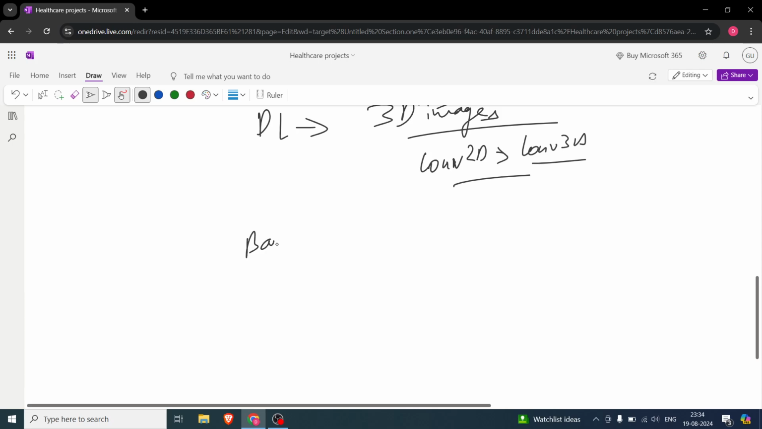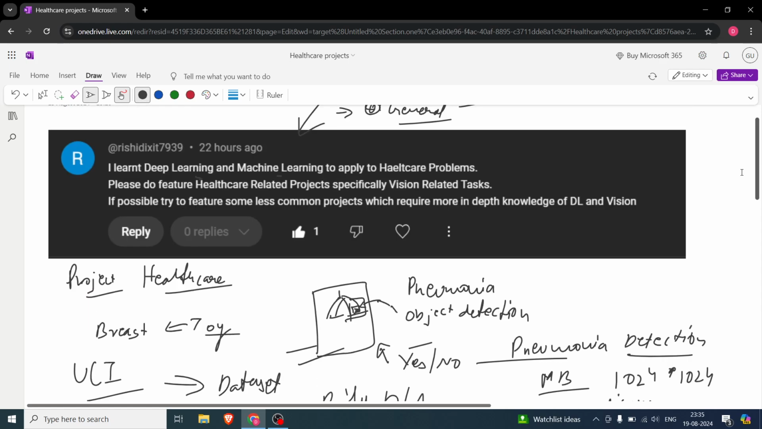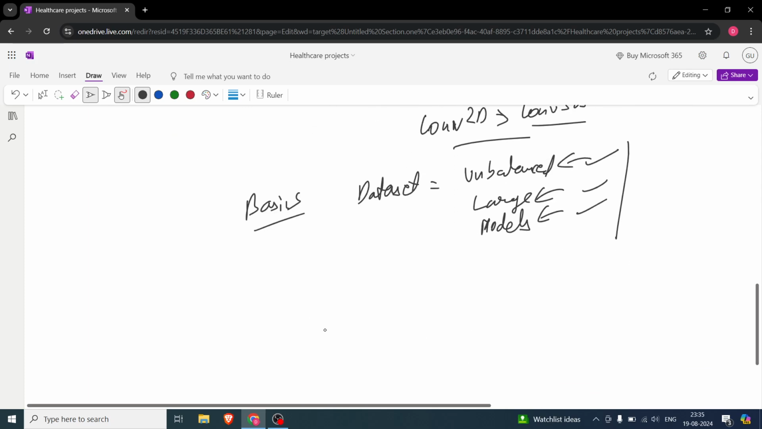Basics remain the same. Definitely when you have data sets of different kinds, different types of challenges come. Let's say I have an unbalanced data set, or a large data set, or some models are ineffective, so we need to customize a model. The challenges can be anything, and all of these problems have different kinds of solutions. It depends on the data set. That's why I say please provide some link or data set. In-depth knowledge of DL and vision, again, since the basics are the same, it totally depends on the problem. There is nothing like in-depth knowledge. I think I have given adequate knowledge on this particular channel.